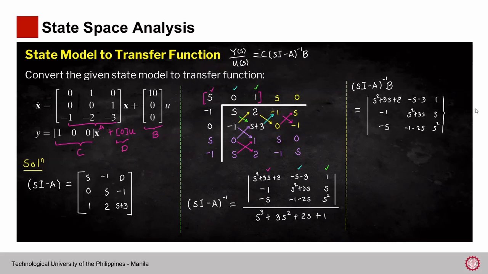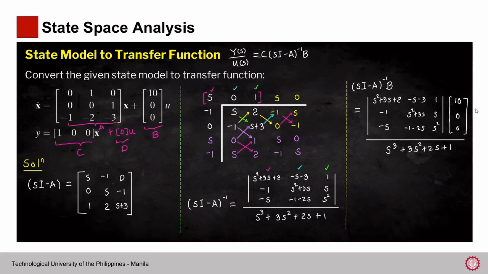So let's multiply it, guys, by the column 10, 0, 0. Okay, so we multiply it here by 10, 0, 0, because this is the matrix B. So the denominator remains the same, which is s cube plus 3s square plus 2s plus 1.